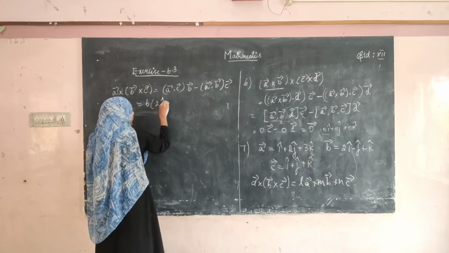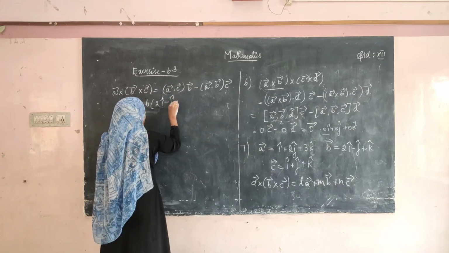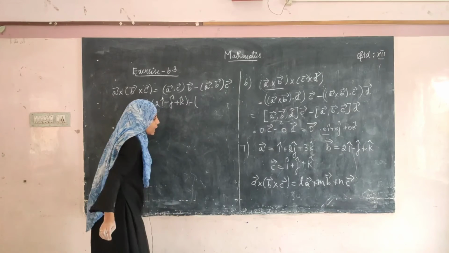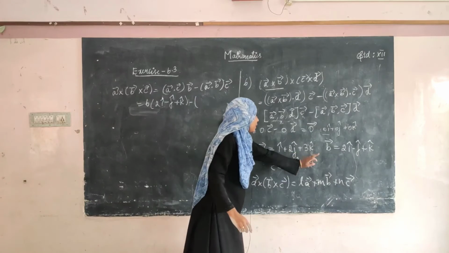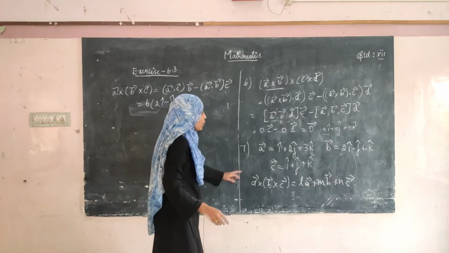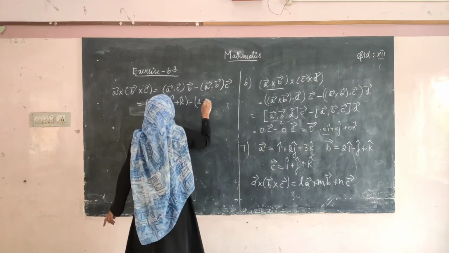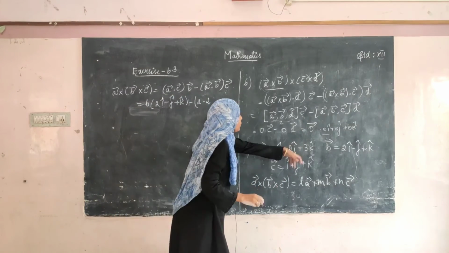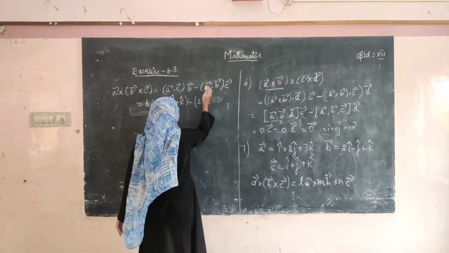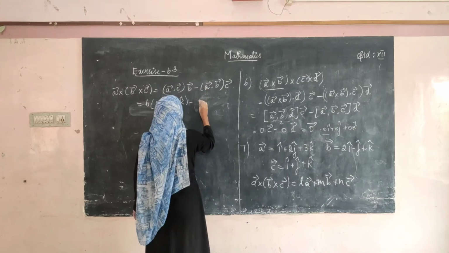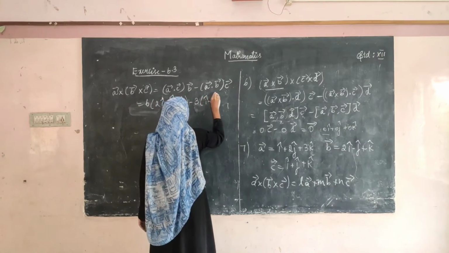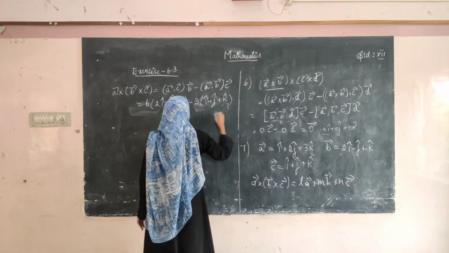2 into i cap minus j cap plus k cap, minus of a vector dot b vector. Dot product, a vector: 1 into 2 is 2. 2 into minus 1 is minus 2. 3 into 1 is plus 3. Right? So 2 minus 2 gets 0. 0 plus 3 is 3. So here it is 3. 3 into c vector, which is i cap plus j cap plus k cap.